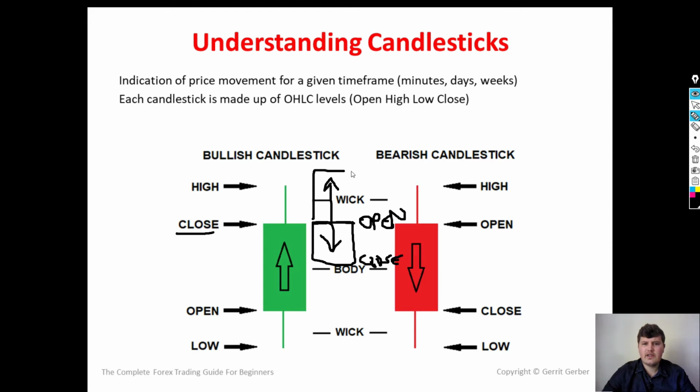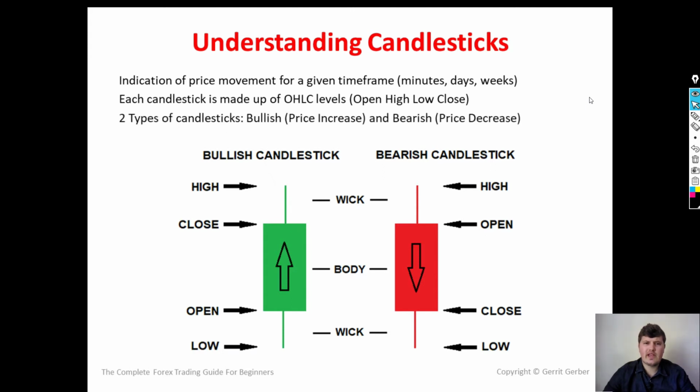But if it closes above over here, then it's going to be an increase or a bullish candlestick. So that is the different candlesticks that you'll find in the Forex market. Now there are two types of candlesticks, like I said, a bullish or a price increase and a bearish or price decrease candlesticks, and these are usually shown as green or red candlesticks.